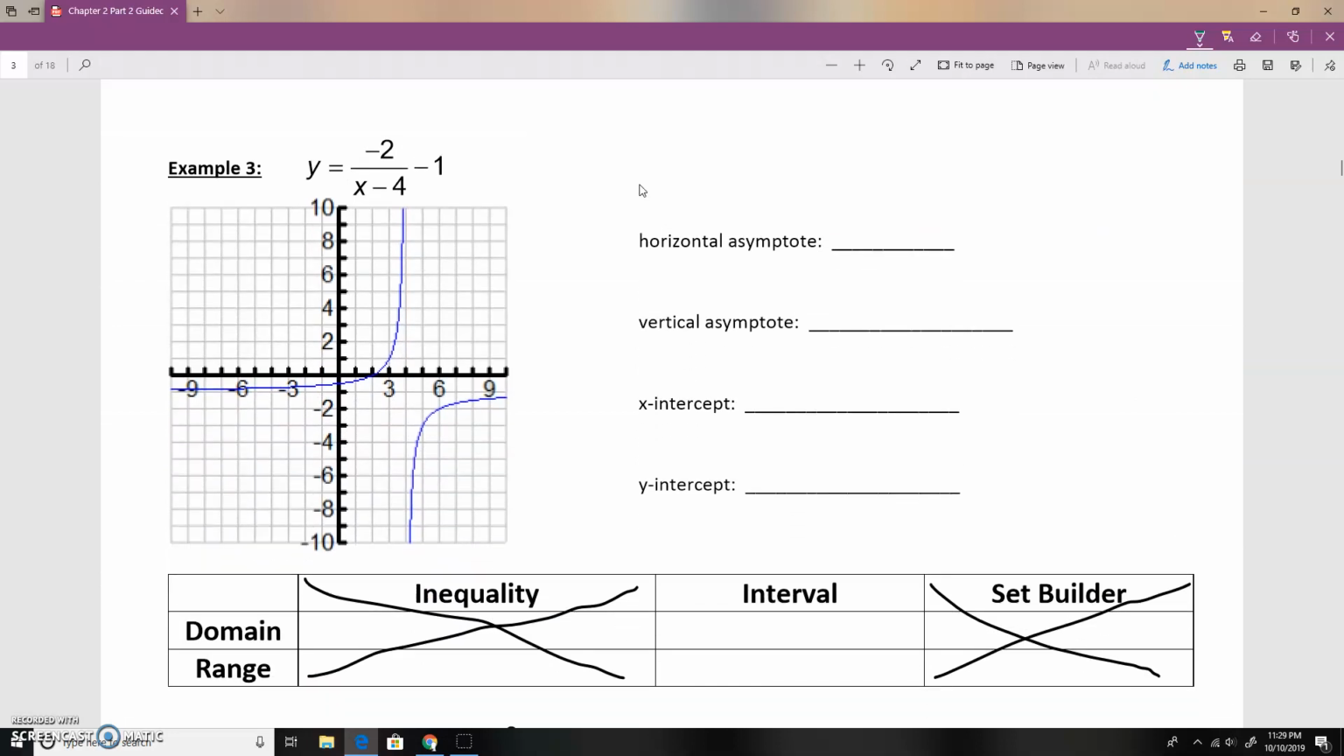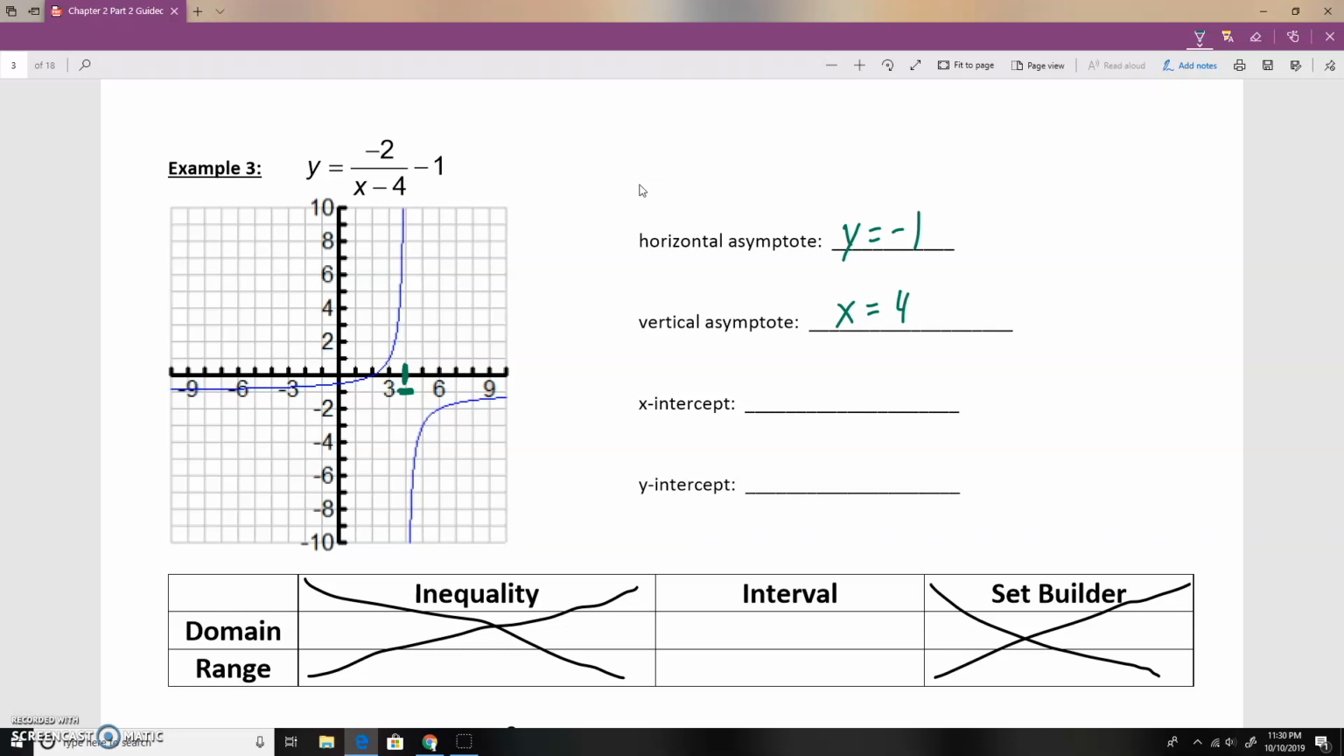Okay, let's look at our last graphing example here. Again, we can focus on the graph or we can focus on our equation. So we can focus on the graph and see our vertical asymptote there at x equals 4. Or we can see our horizontal asymptote sits right about here at y equals -1. So our horizontal is at y equals -1, and our vertical is at x equals 4.